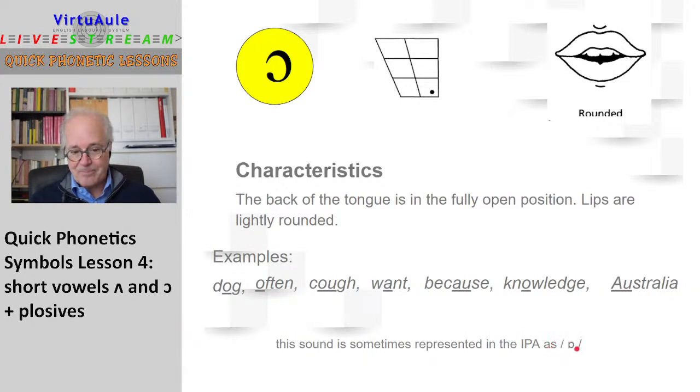backwards A. I prefer this one because it makes you think more of an O. It's more of an O sound, but it can be also an A sound.